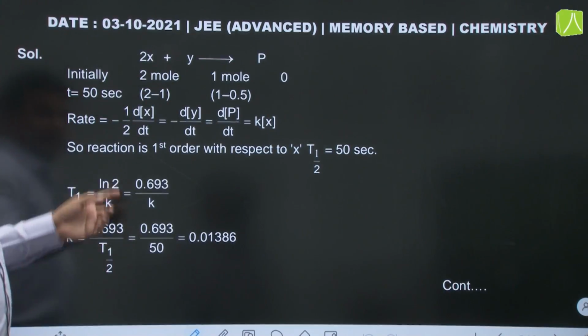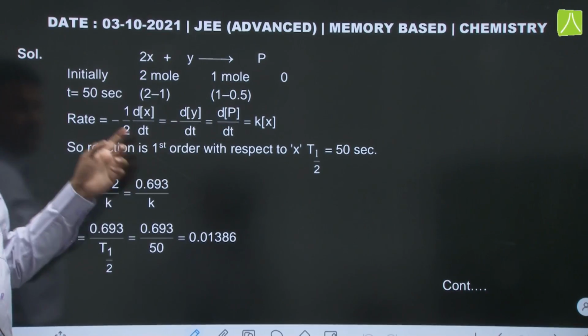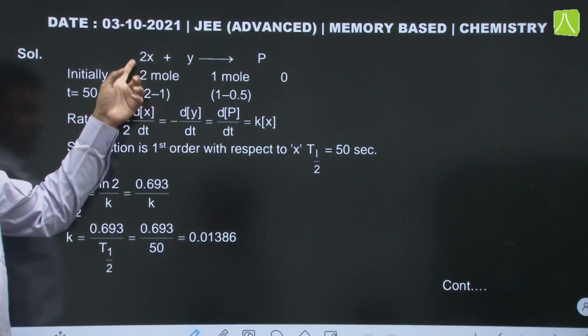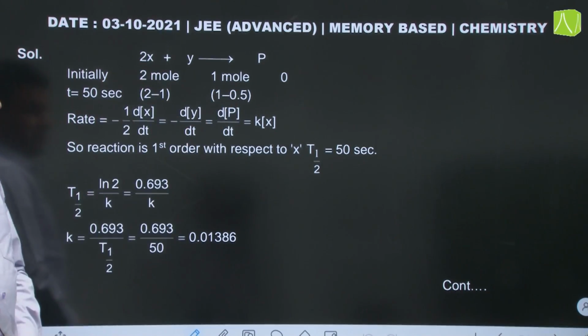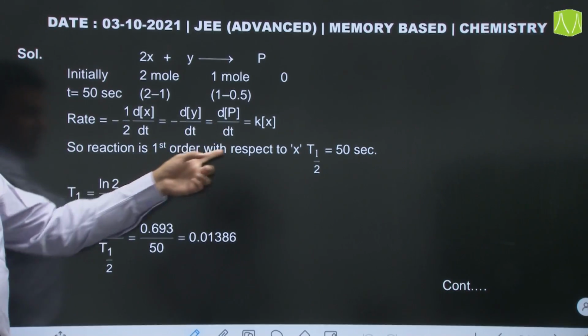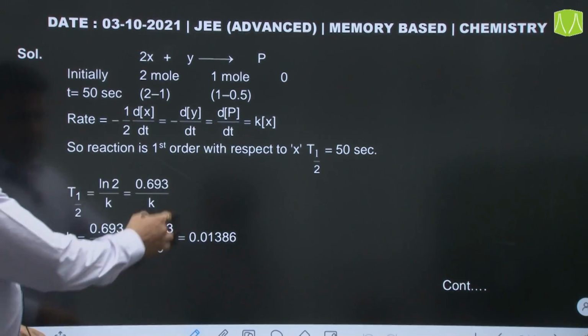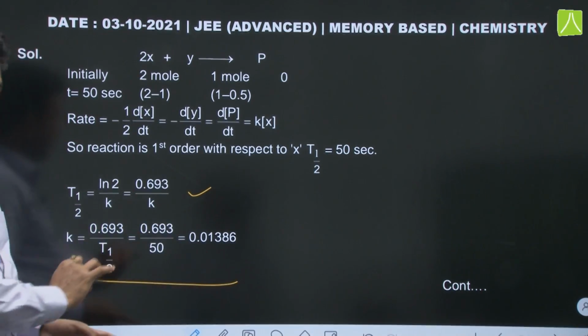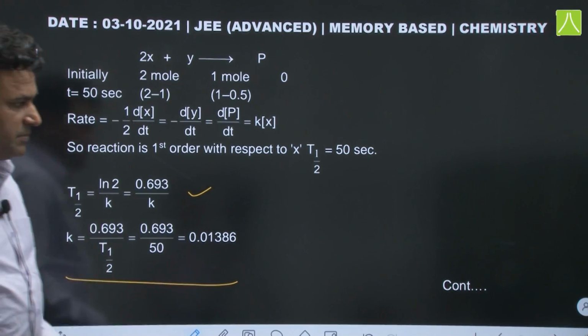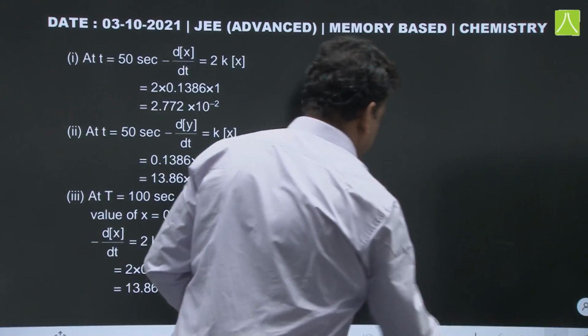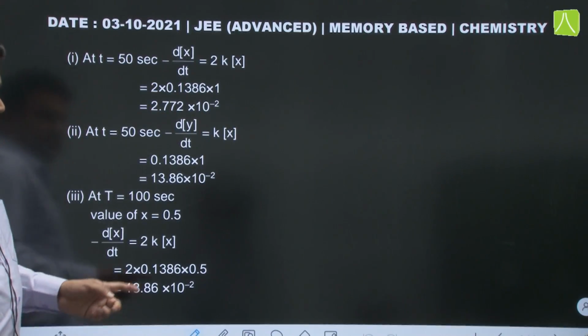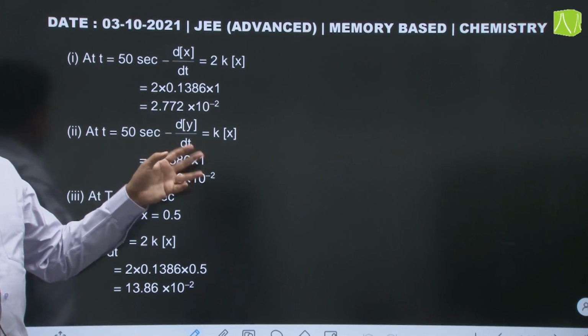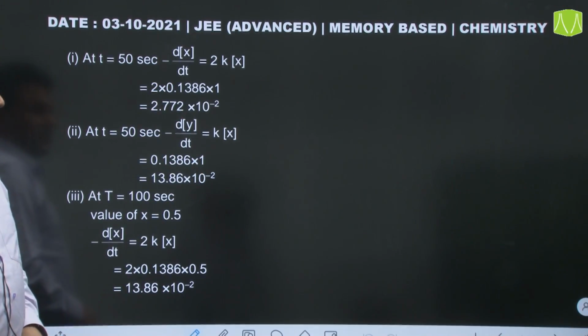Initially 2 moles and 1 mole are taken. At t equal to 50 seconds, 1 mole of x will remain, 0.5 moles of y, and this is the rate. So t half is 50 seconds, and using t half we can calculate the value of k. And with the help of this value of k, the calculation for dx by dt, dy by dt and dp by dt can be easily done.